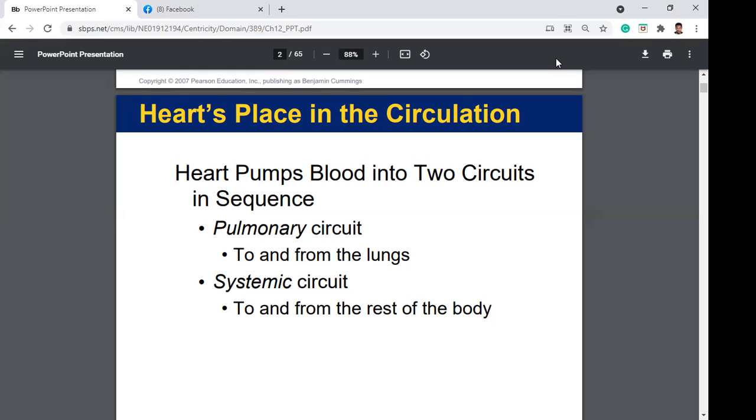Now, tell me about the systemic circulation. The systemic circulation begins from the left ventricle. From the left ventricle, it moves the blood through the aorta to other parts of the body, carrying oxygenated blood. The body uses up the oxygen in other parts. Then from there, it goes to the right atrium. It stops in the right atrium.